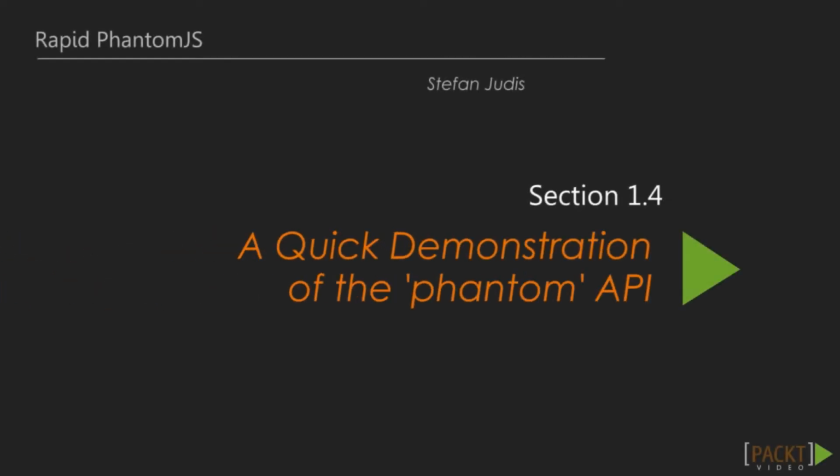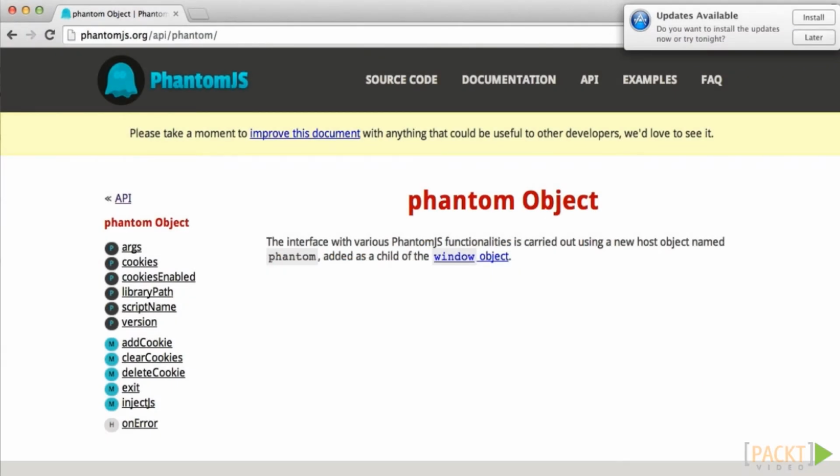Hello everybody, you're watching Rapid PhantomJS section 1 video 4, which will give you a brief introduction about the Phantom module and its API. In the previous video we installed PhantomJS and wrote our first Hello World script. We should feel comfortable about using and executing PhantomJS now and can start developing useful scripts. If you want to look up the documentation for the Phantom module, you can go to the API documentation and then choose the Phantom object.